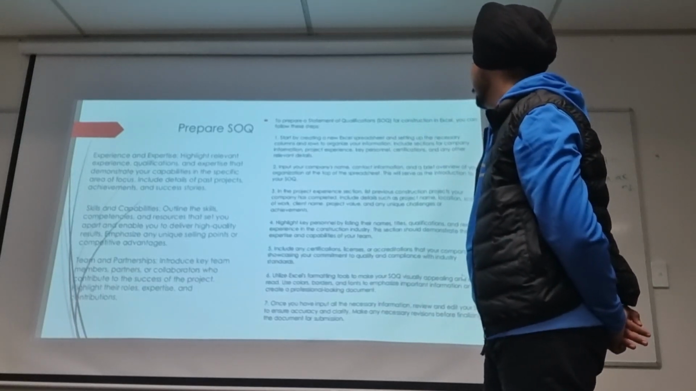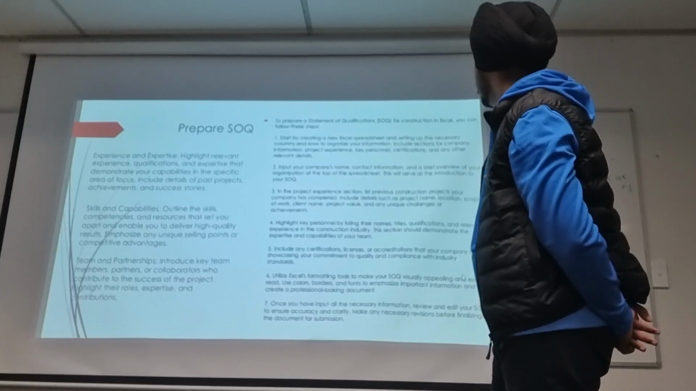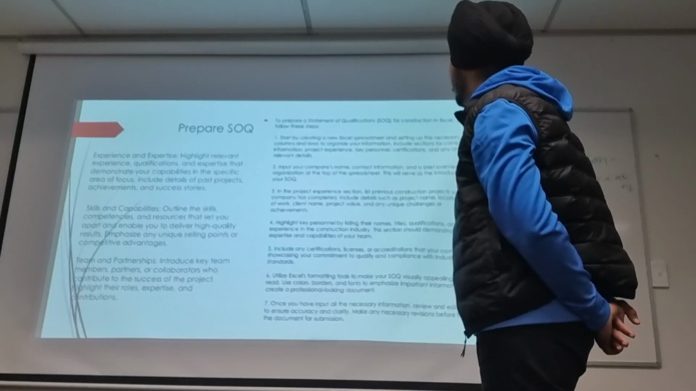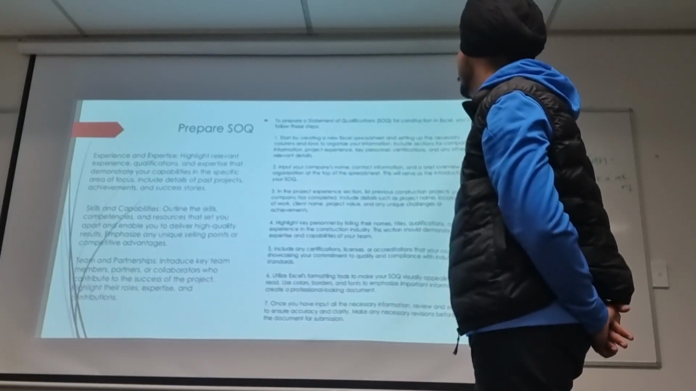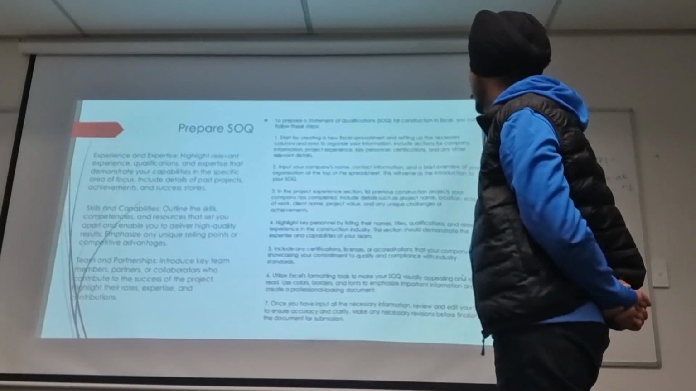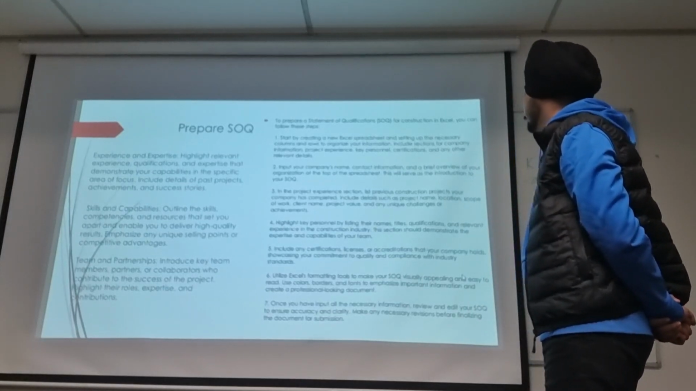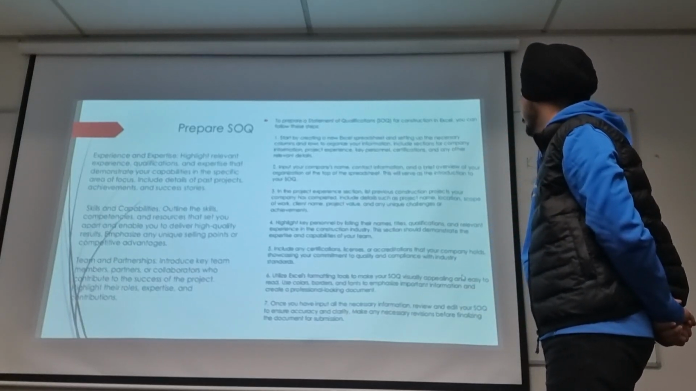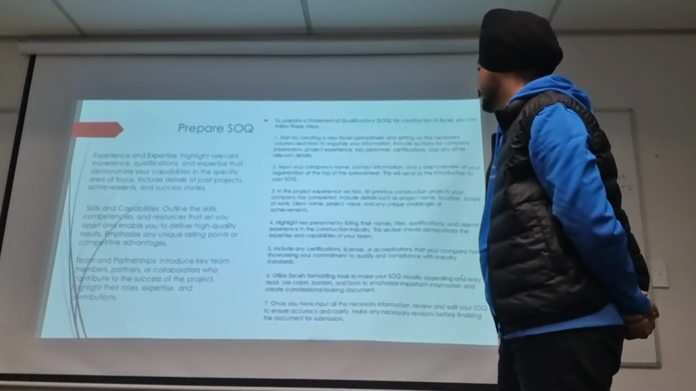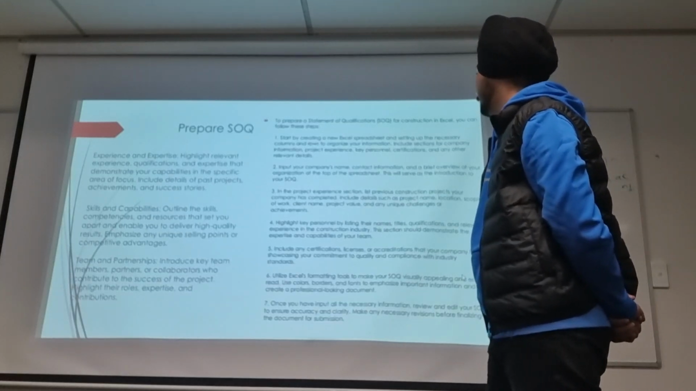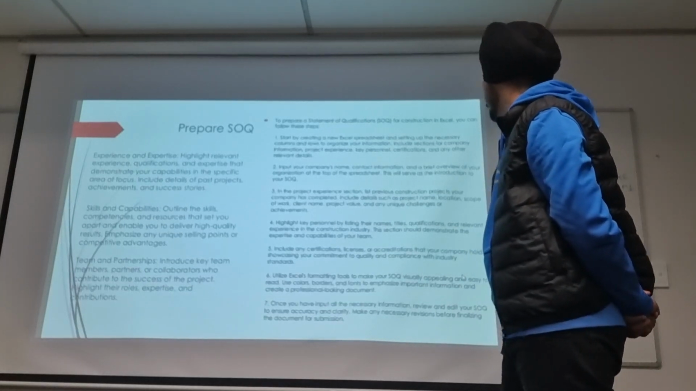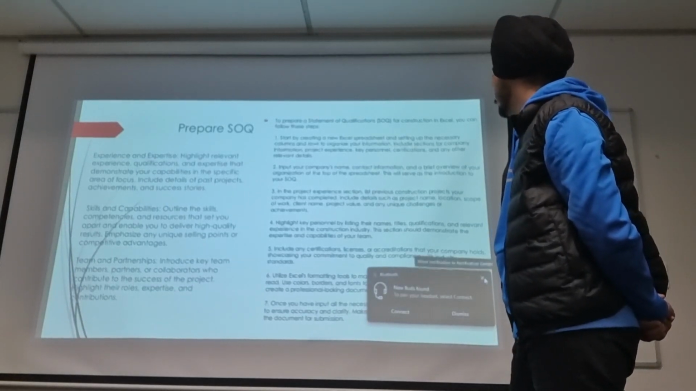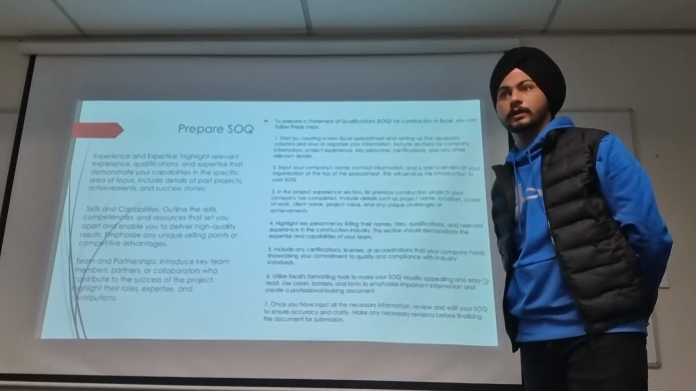To prepare a statement of qualifications SOQ for construction in Excel, you can follow these steps. First step, start by creating a new Excel spreadsheet and setting up the necessary columns and rows. To organize your information, include sections for company information, project experience, key personnel, certifications, and any other relevant details. Second step, input your company name, contact information, and brief overview of the organization at the top of the spreadsheet. This will serve as the introduction of your SOQ.